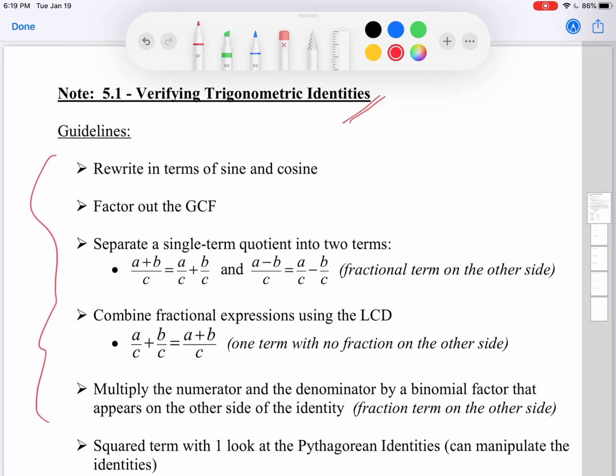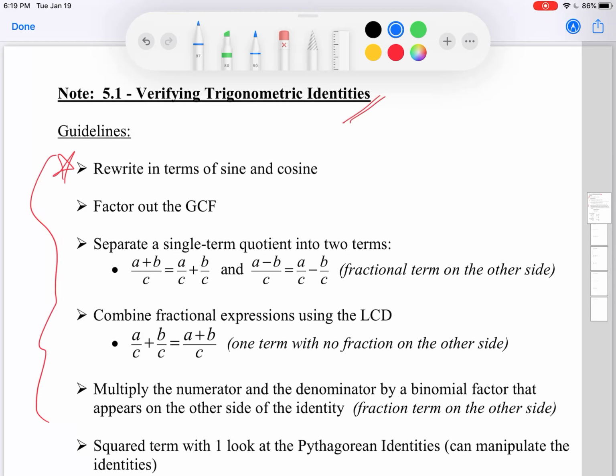To get started, we have all these guidelines. Honestly, it's a lot of information to take in all at once, but these are just some helpful hints. There's no particular order, so really, truly, the first one's probably the best one to keep in mind. However, not every time do we want to rewrite our terms in terms of sine and cosine.